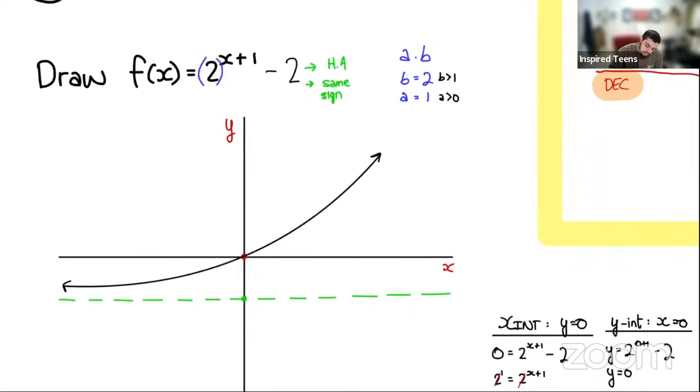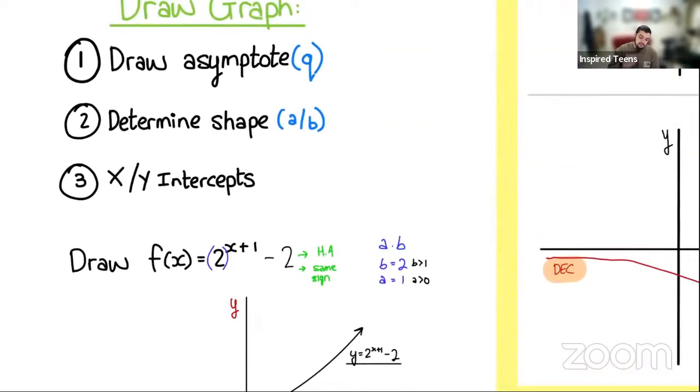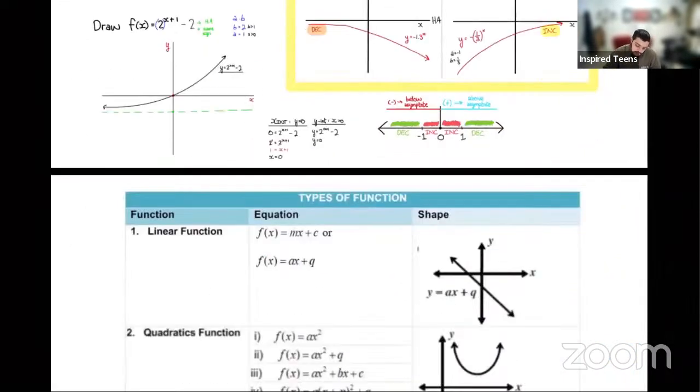All right, this just means also, we said, what is it? Horizontal shift, so right or left. Okay, so this is y is equal to 2 to the power of x plus 1 minus 2. This is the graph for that. So follow these steps. Determine the asymptote or draw the asymptote, because you can get that directly from the equation. Determine the shape using a and b and the x and y intercepts. That's substitute x and y as 0 respectively.